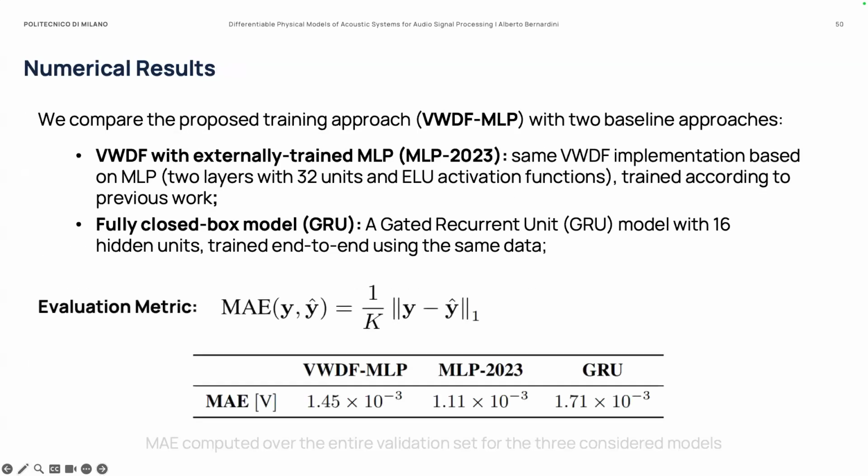Here are the two approaches to which we are comparing our results. In the first case, we consider the example of before, the example in which we trained just locally the nonlinearity. In the second case, we are taking a fully black box model, so we take the circuit and express the whole thing as a neural network. Okay. And here are the comparisons.